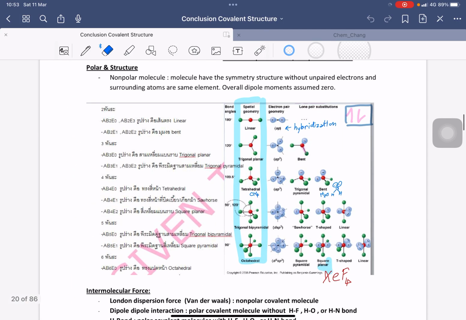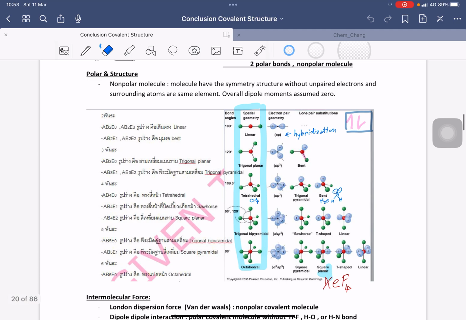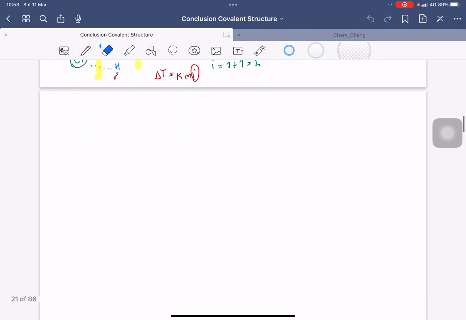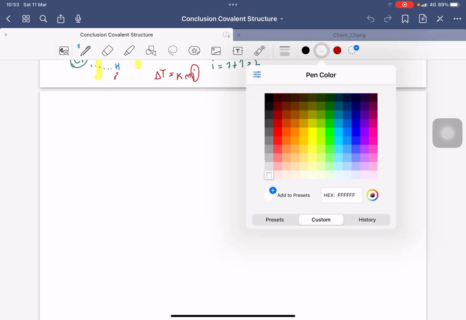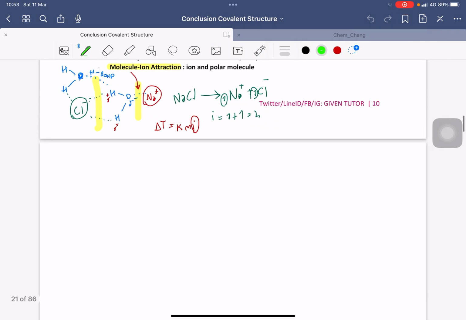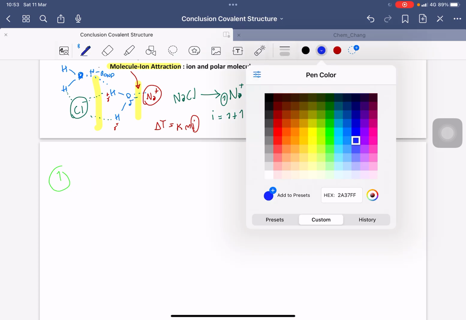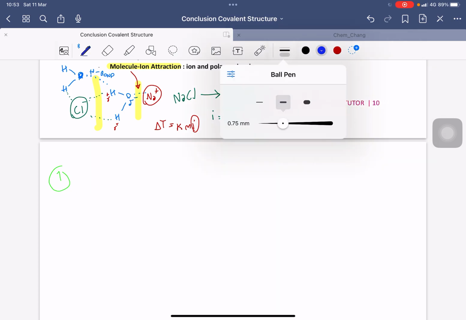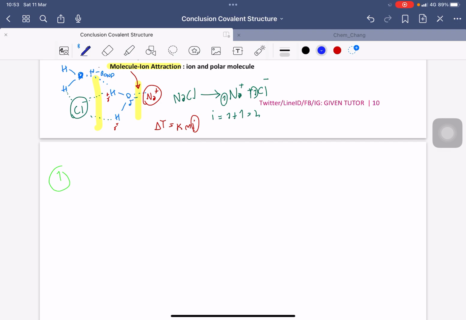Covalent structures that you have to have right here. The first thing that you have to know is EN. That means electronegativity.